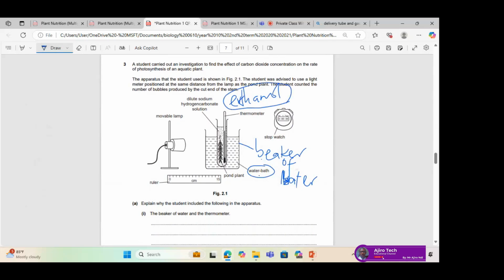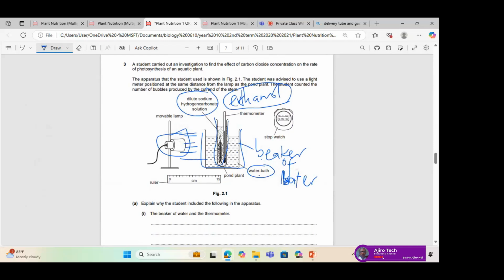You're referring to ethanol when you want to test the leaf for presence of starch. I get that, but this is somewhat different. In this experiment, you have light coming from the lamp, and there is a beaker of water, and there's another test tube containing the plant and water containing diluted sodium hydrogen carbonate. So the water and the diluted solution will mix together. That's one. But essentially here, this is to regulate the what?